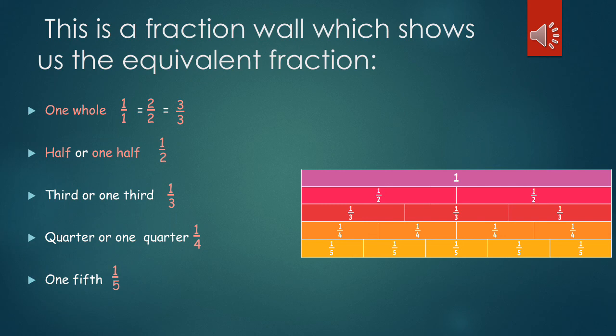This is a fraction wall, which shows us the equivalent fractions. Equivalent comes from the word equal. 1 whole is 1/1, and it equals 2/2, and it equals 3/3, 4/4, etc. Half or 1/2. Third or 1/3. Quarters or 1/4. Fifths or 1/5.